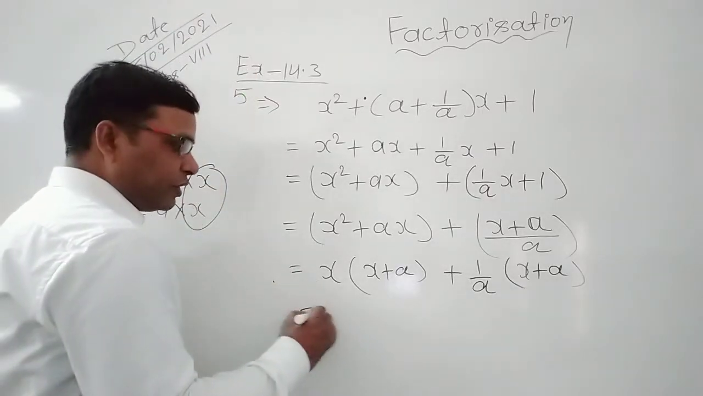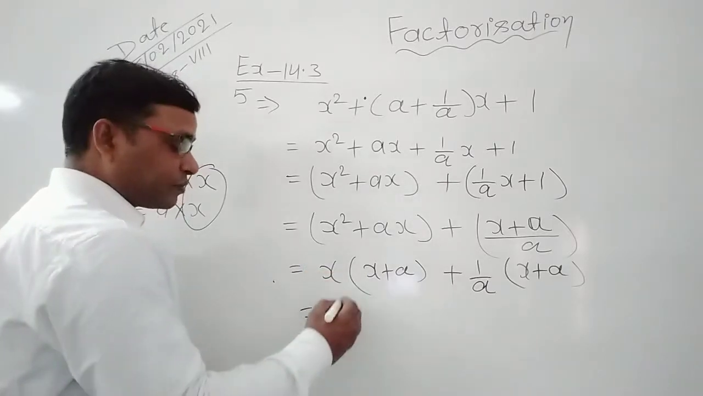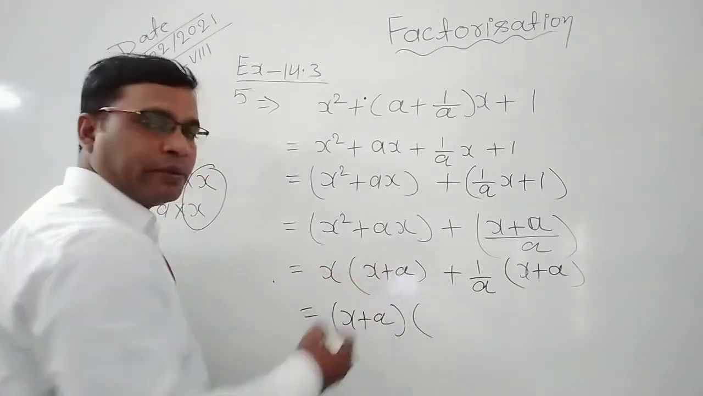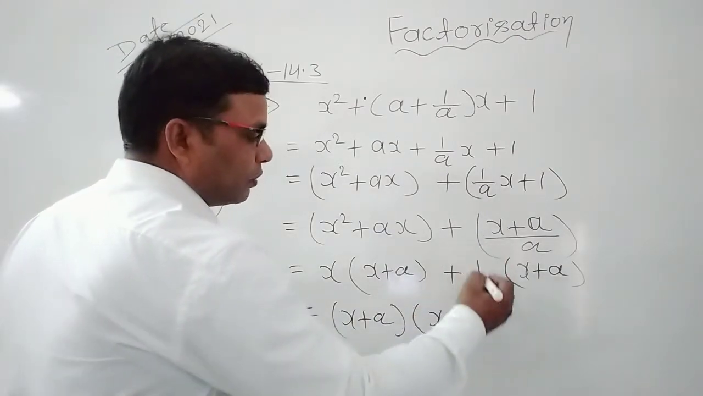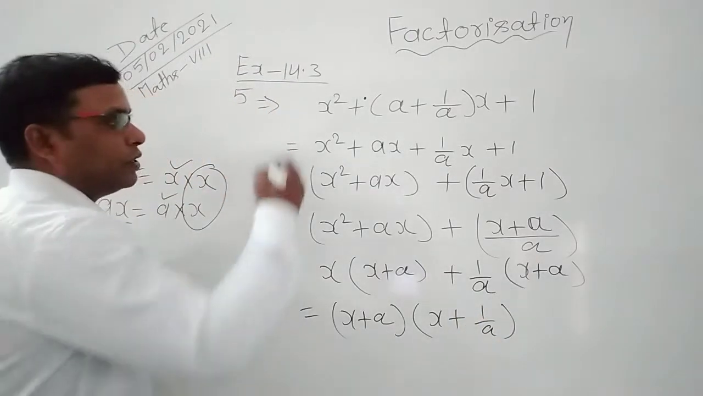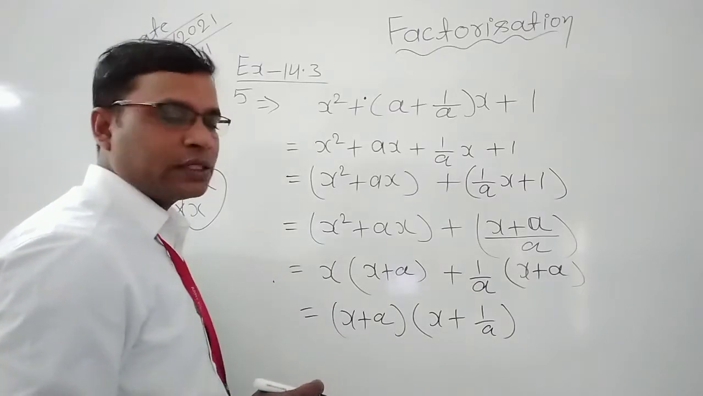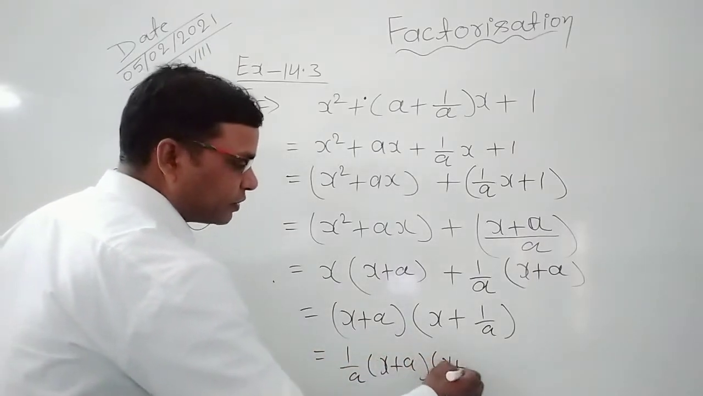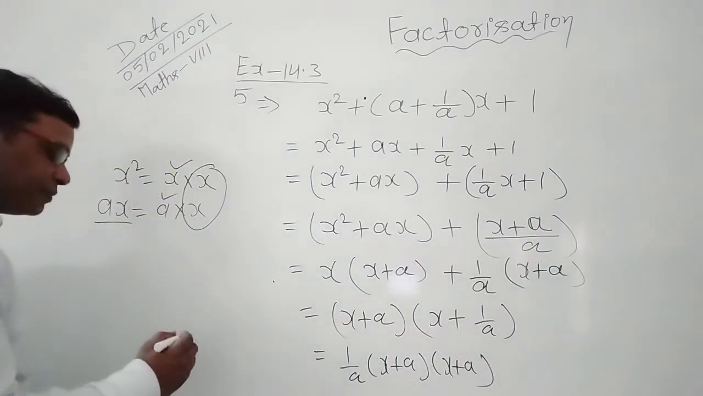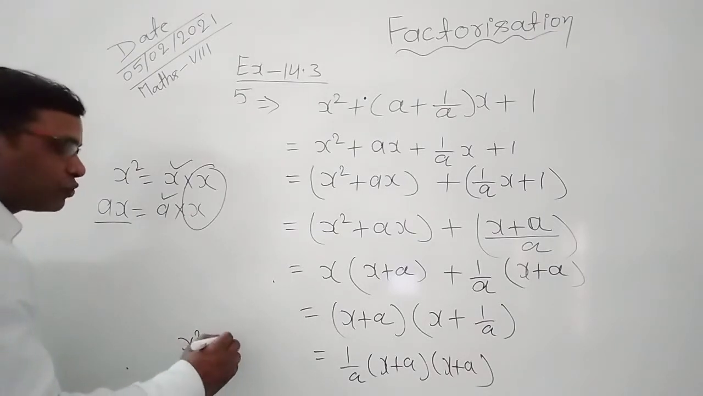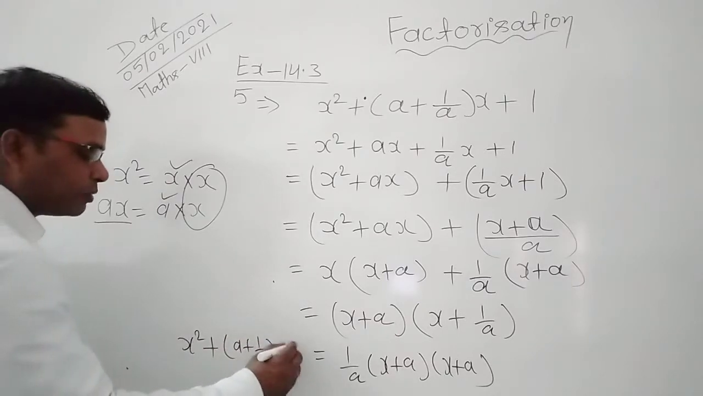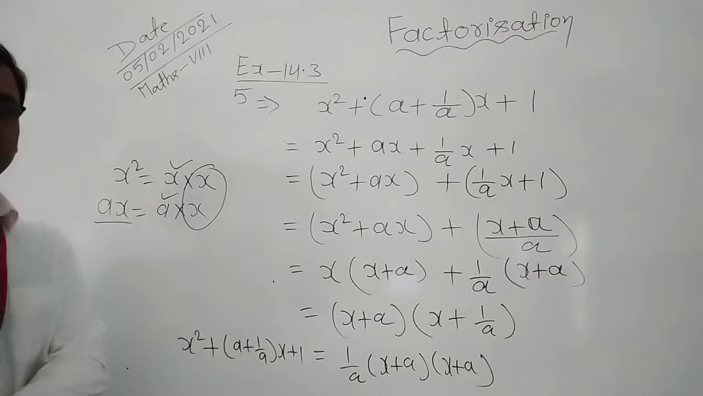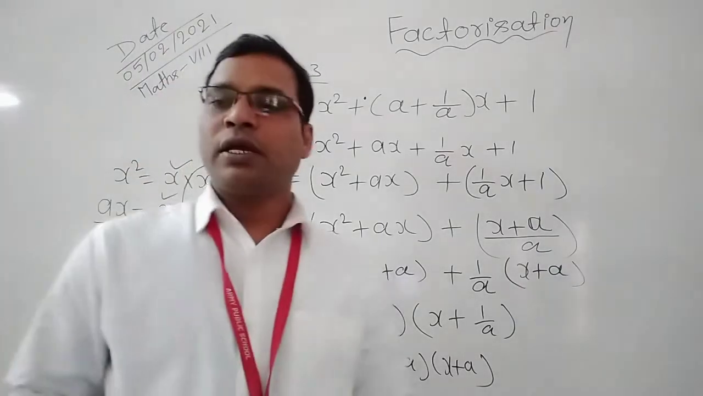Now if you take x plus a common in both terms, it becomes x plus a into, here we are left with x after taking common x plus a, and here we have 1 by a. This is the factorization of x square plus (a plus 1 upon a) into x plus 1, or you can write it as 1 by a into x plus a. This is clear. So at last you can write that x square plus (a plus 1 by a) into x plus 1 is equal to (x plus a) into (1 by a x plus a)... So student, I hope all of you understood this question. Now we are going to discuss the next question.